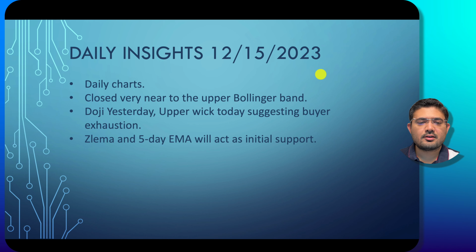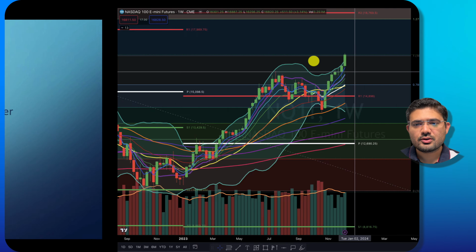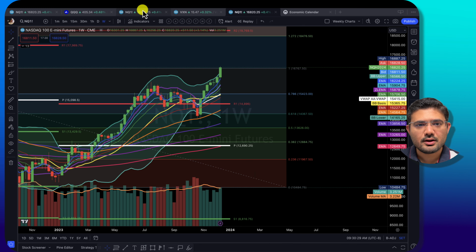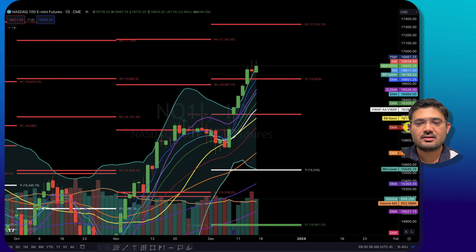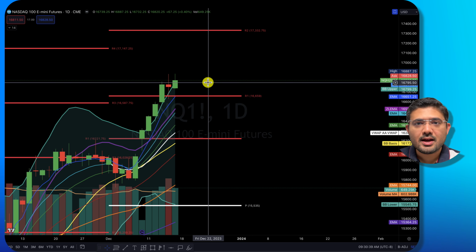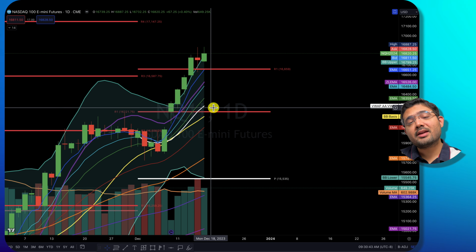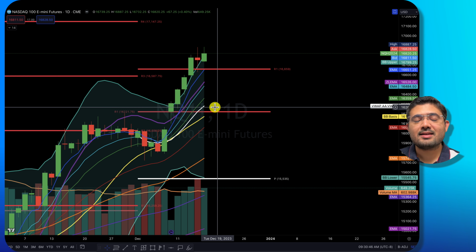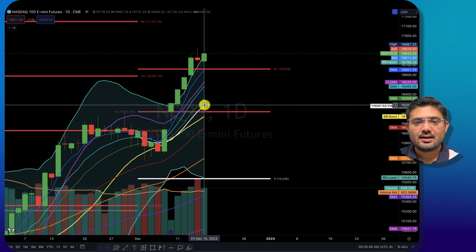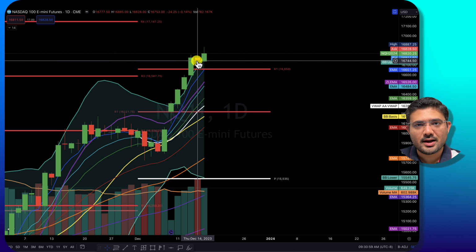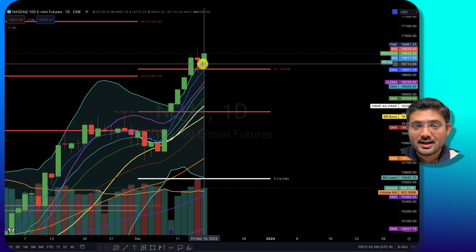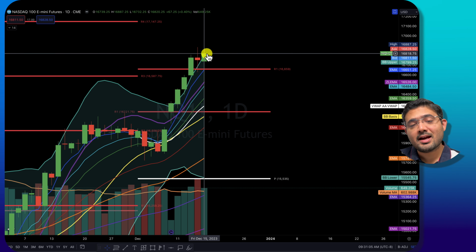So first point is, right now we closed very, very near to the Bollinger Band, that is the upper Bollinger Band. So if you go to the daily charts over here, as I said, the Bollinger Bands will act as a support. And many a times what happens is when the price is overextended on the upside, it also acts as a resistance. So yesterday, that is on Thursday's session, the Bollinger Band acted as a support and the price closed above the Bollinger Band. And yesterday, that is Friday, the Bollinger Band acted as a resistance.